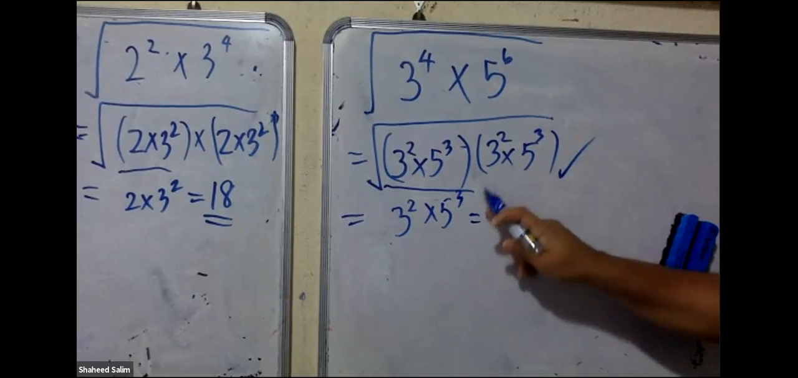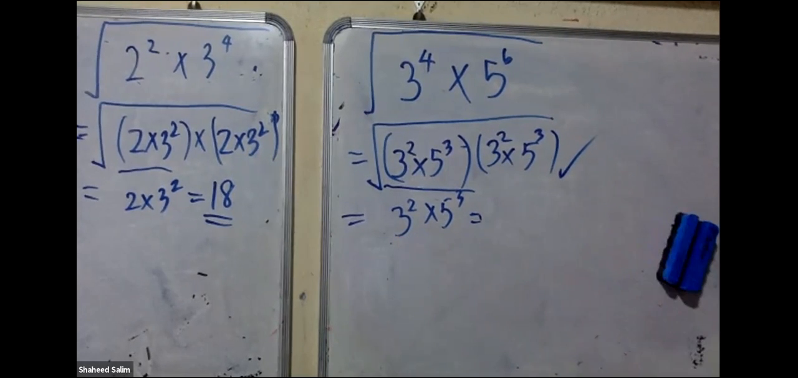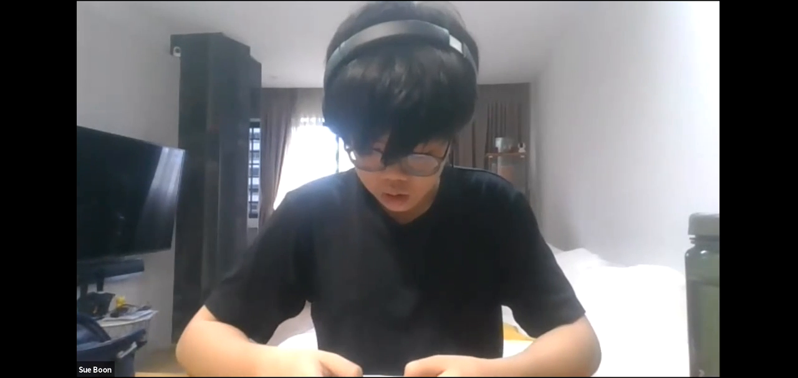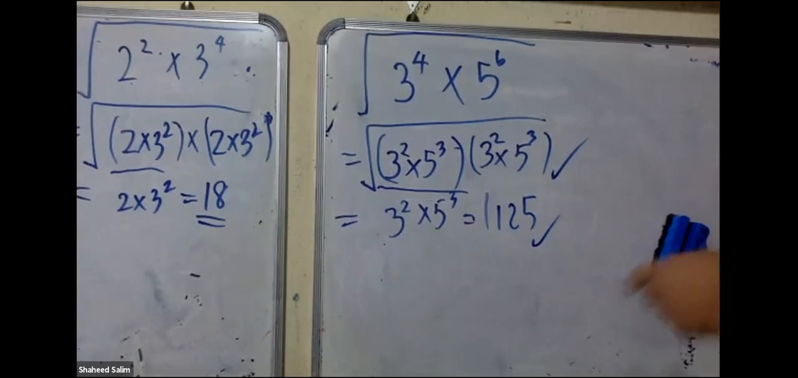So what is the answer? Can you try? 3 to the power 2 times 5 to the power 3. You can use calculator now. 1, 1, 2, 5. Good, 1125. Well done. I'm going to give you a little bit more challenging one.